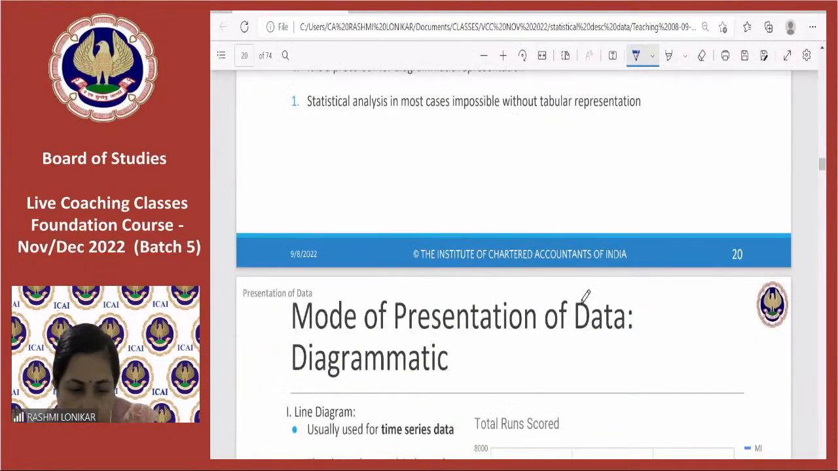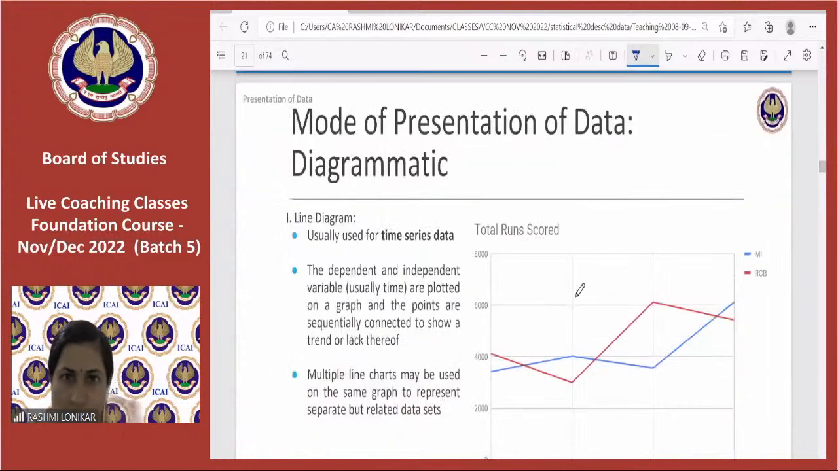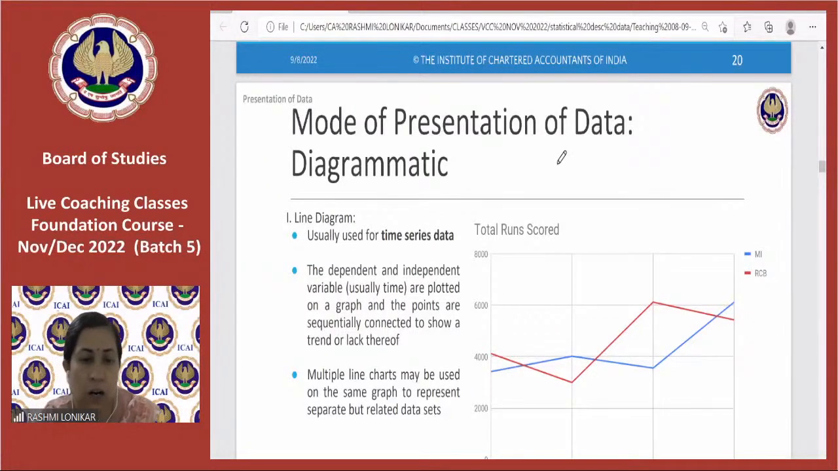Then mode of presentation of data, the diagrammatic. So textual, tabular, and now we are talking about the diagrammatic. So we are talking about different diagrammatic representation of data. First we are going to talk about the line diagram. It is usually used for time series.